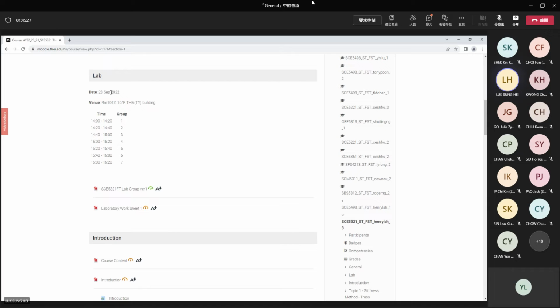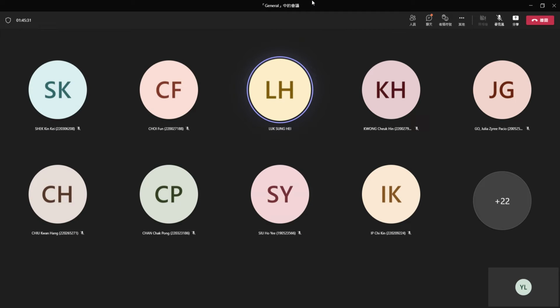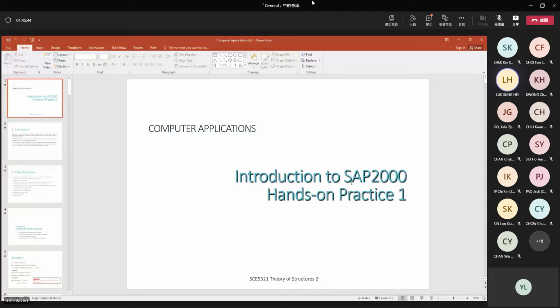I did not upload the notes for the workshop. I will upload today the notes for our computer workshops. The computer workshop basically talks about SAP 2000. I'll upload this one today. I'm reviewing the notes at this stage.